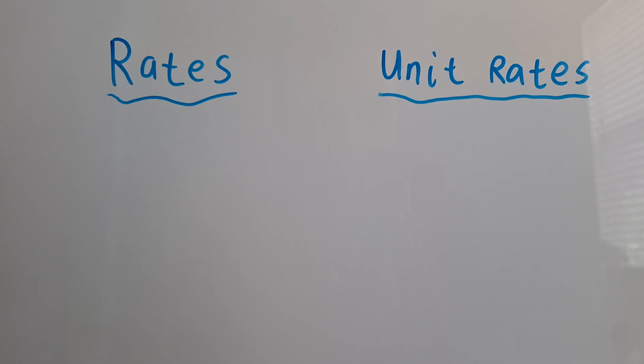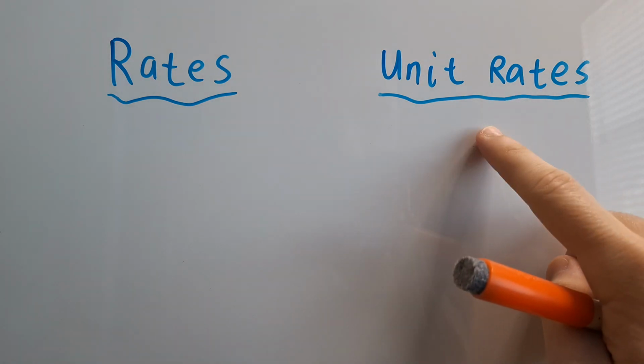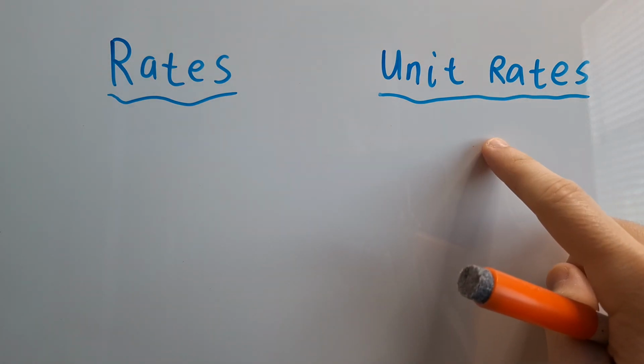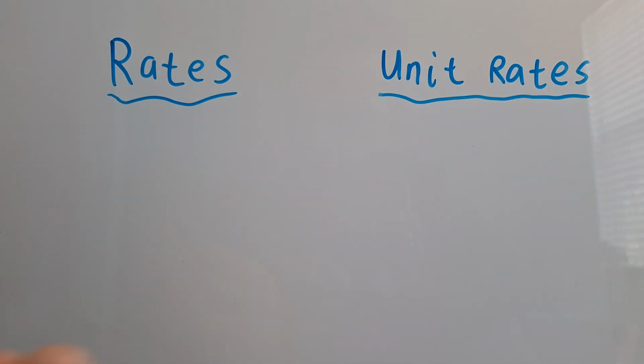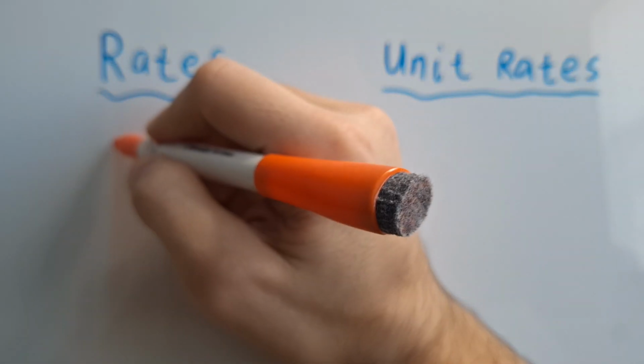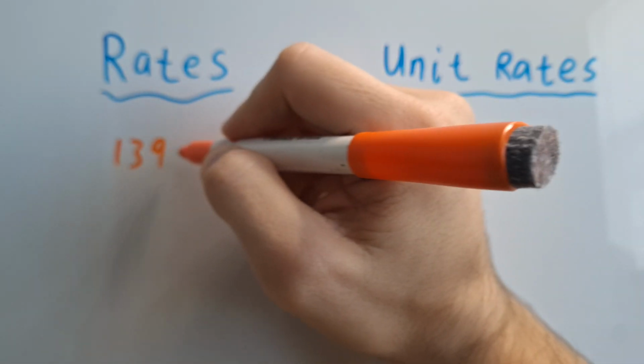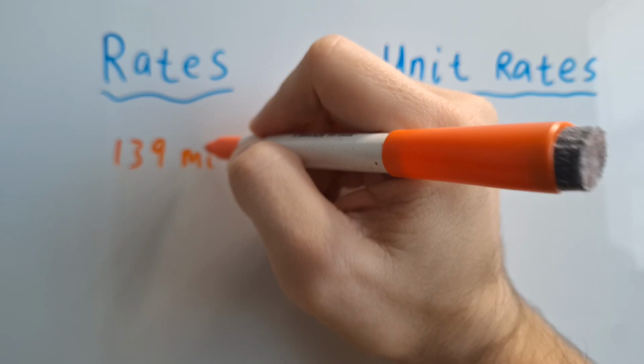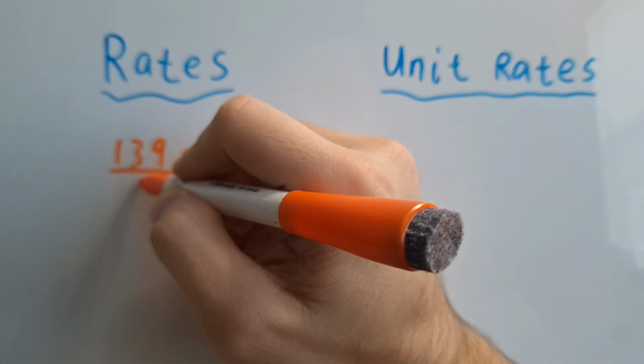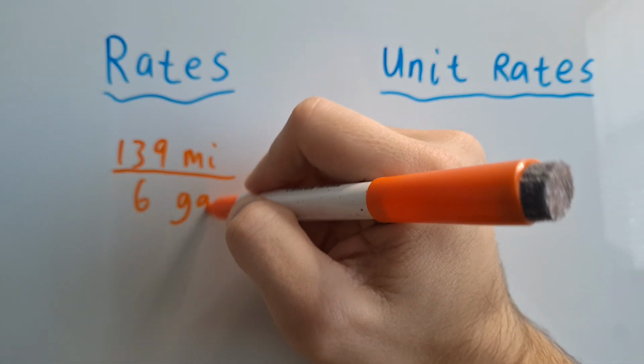Hello everyone. In this video we're going to talk about rates and unit rates, and then we'll work out an example of a unit rate conversion at the very end of the video. So a rate is a type of ratio that is used to compare different types of quantities. Here is an example: 139 miles over 6 gallons.